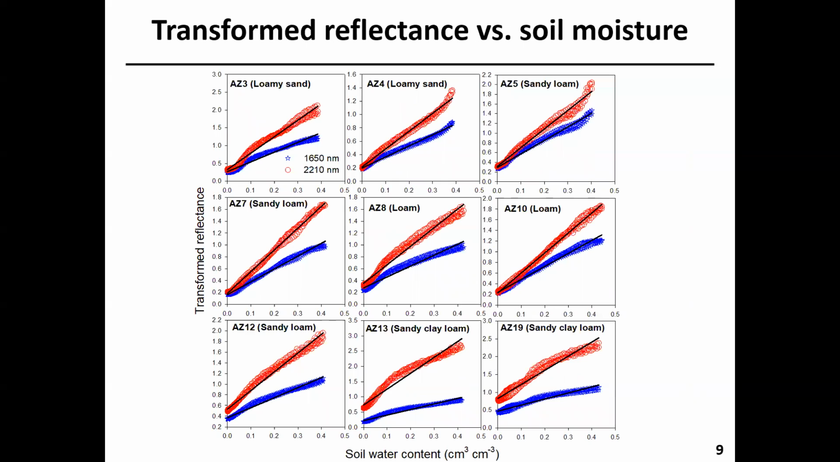However, if I transform the reflectance into the transform reflectance based on the Kubelka-Munk model, we see the relationship turns into more of a linear relationship, especially at the 2210 nanometer wavelength. So this data primarily proves the adequacy of the proposed linear physically based model. And it was a proof of concept for us.